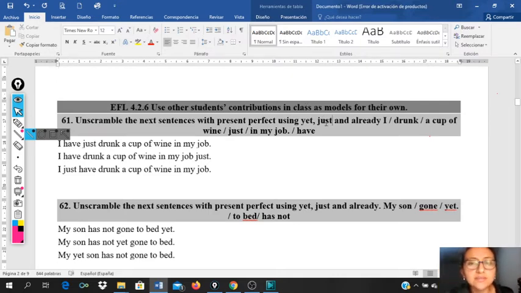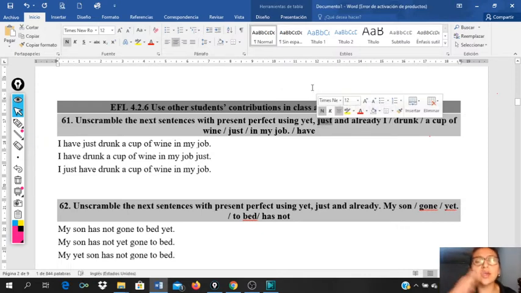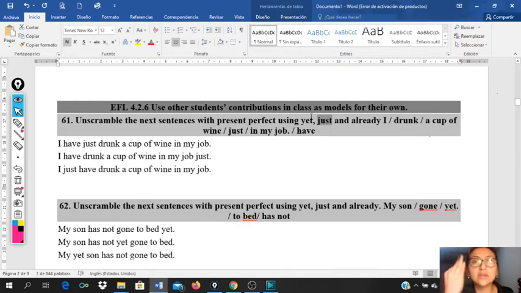El just means acabo de. Yo he acabado de llegar a casa. I have just arrived at home. Yo he acabado de llegar a casa. And we use it with positives, with negatives, and with questions.